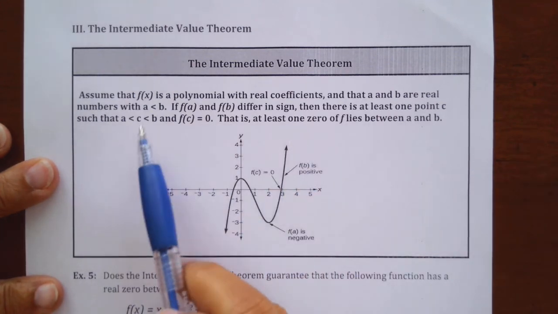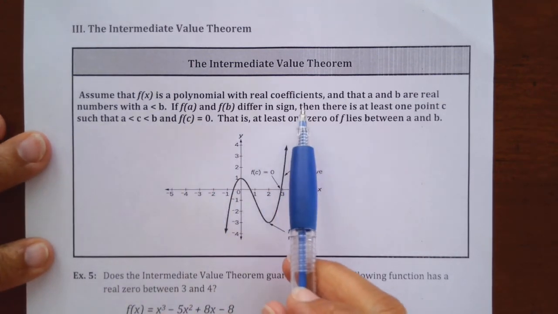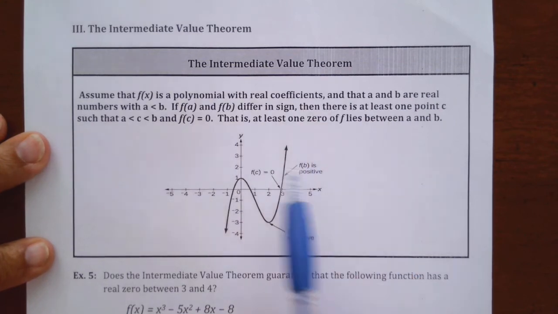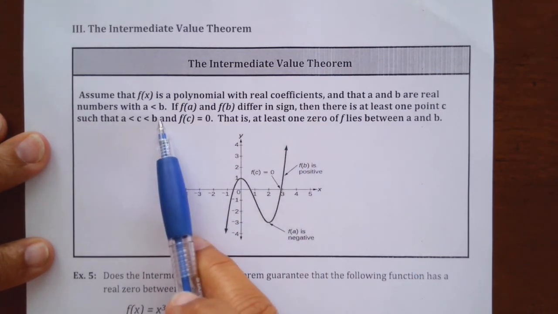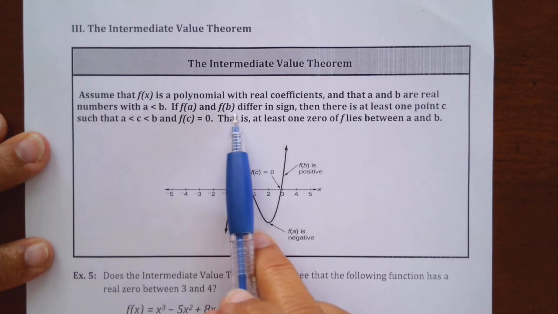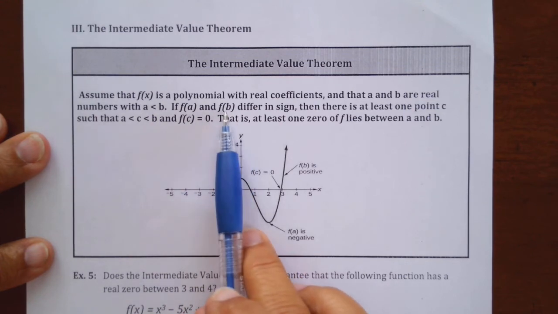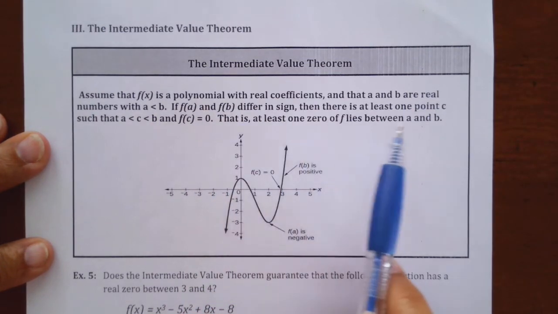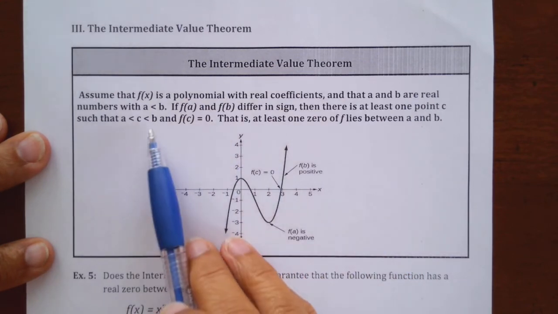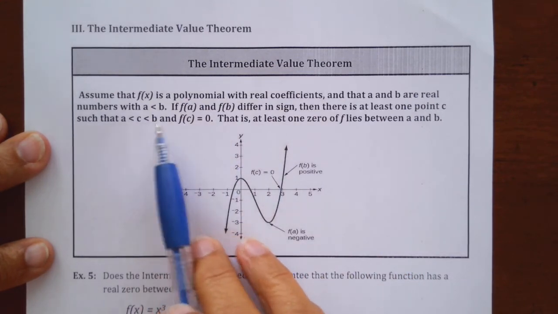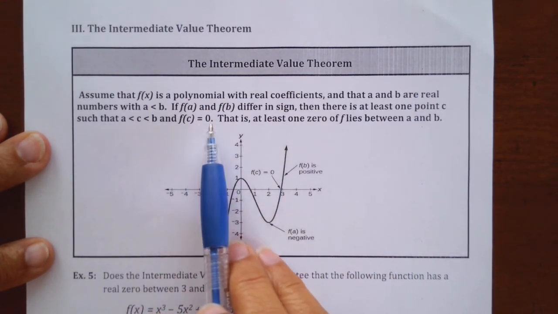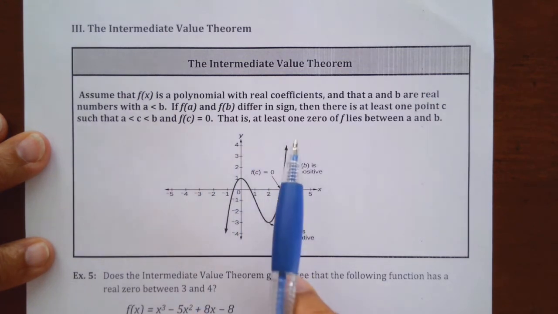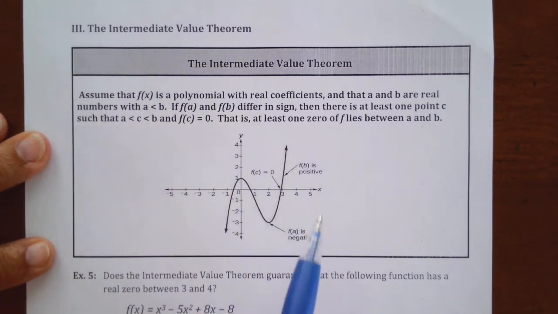All right, so it says, assume that f of x is a polynomial with real coefficients and a and b are real numbers such that a is less than b. If f of a and f of b, remember those are the y values, differ in signs, then there's at least one point c between a and b where the y value would be 0. Okay, so that means there is at least one zero between a and b.